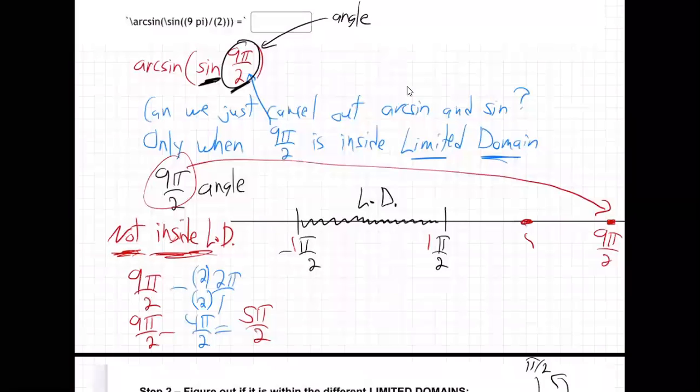5 pi over 2 is still too big. I mean, it's about right here. It's still outside the limited domain. It's still not on the unit circle. If you look at the unit circle if you want, 5 pi over 2 is not there. It's too big. That's more than 2 pi. So what do we do? Do it again.